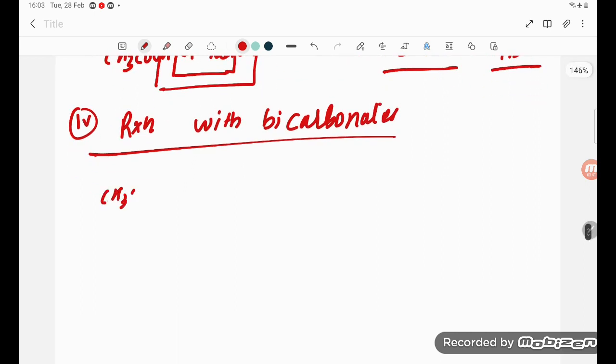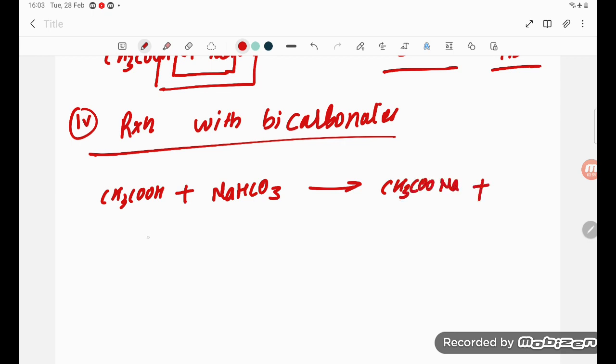So here is CH3COOH, the acetic acid, plus the bicarbonate, whose formula is NaHCO3. So what can you write, student? CH3COONa is the first product. Then it is going to give CO2 plus H2O. So if you are treating with the bicarbonate, it gives salt plus CO2 plus water.